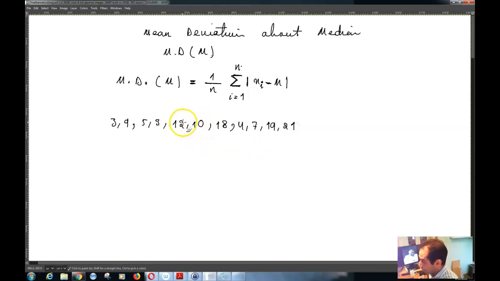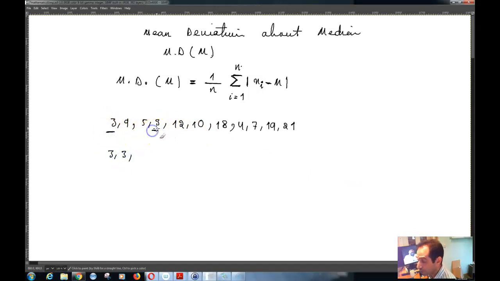So for the median of your data, you have 1, 2, 3, 4, 5, 6, 7, 8, 9, 10, and 11 observations. Since the number is odd, to find the median first of all you have to write your data in ascending order, meaning you write 3, 3.